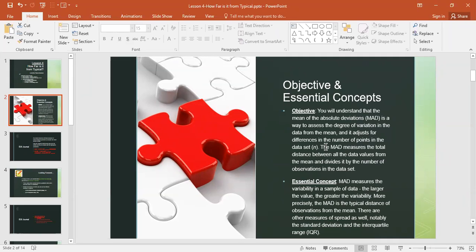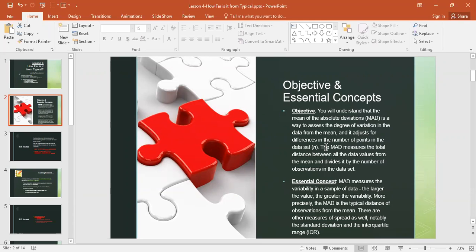Okay, so the MAD measures the total distance between all the data values from the mean. Okay, so what does that mean? That means we look at the distance of each data value from the mean of that data. We see how far it is, right? How far is this data point from the mean? How far is this one from the mean? And then it takes their average and it finds the mean distance. Okay. And I know that sounds really confusing, but when you see it in action, you're going to be like, oh, that's not that confusing.